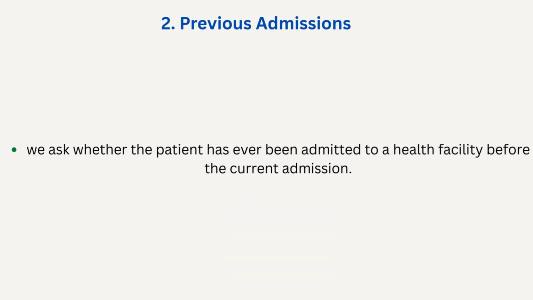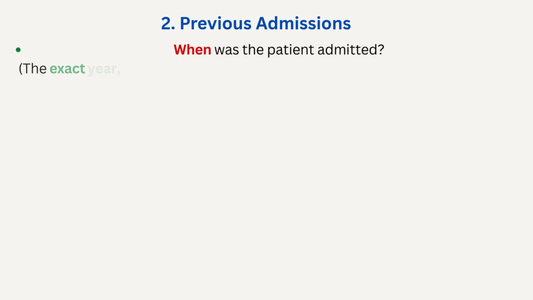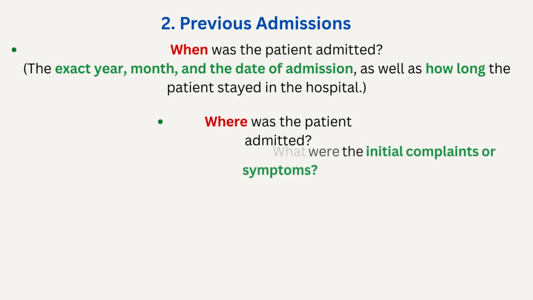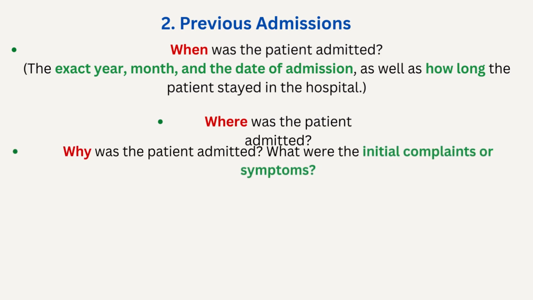So, if the patient has a history of previous admission, we should gather the following details. When was the patient admitted? We should record the exact year, month, and the date of admission as well as how long the patient stayed in the hospital. Where was the admission? Which hospital or health facility? Why was the patient admitted? What were the initial complaints or symptoms?